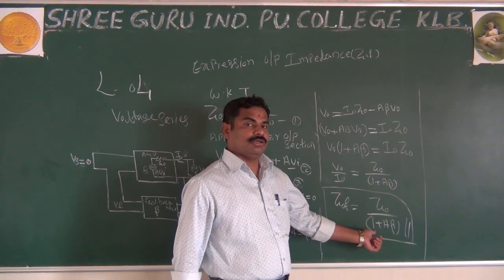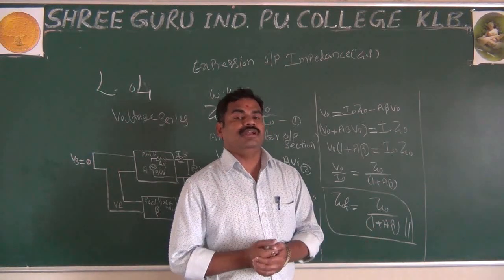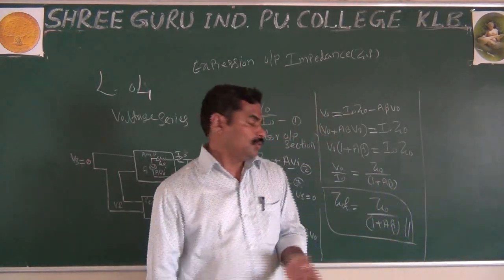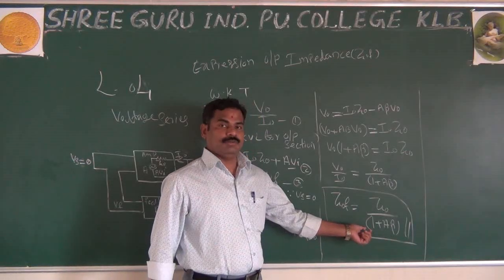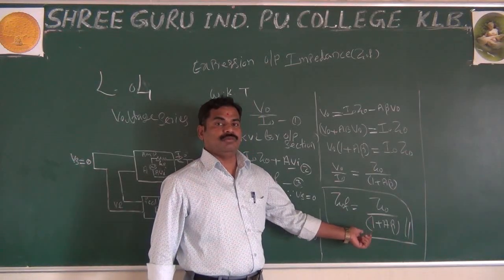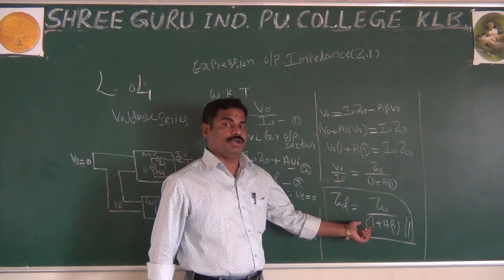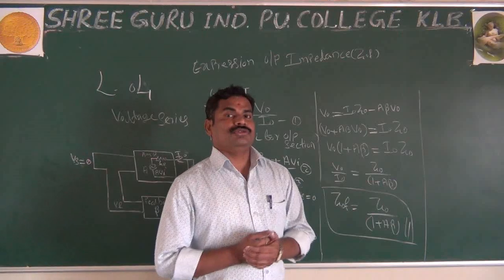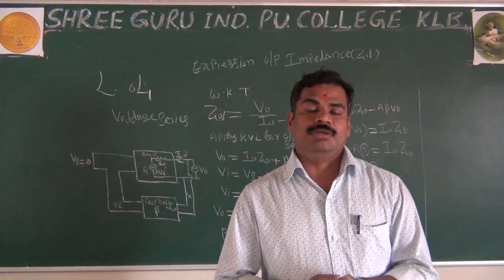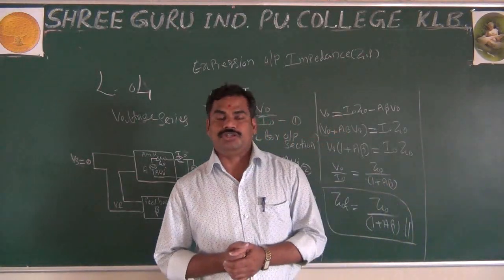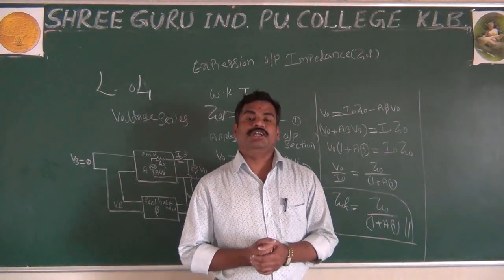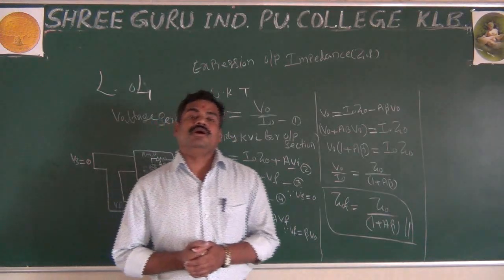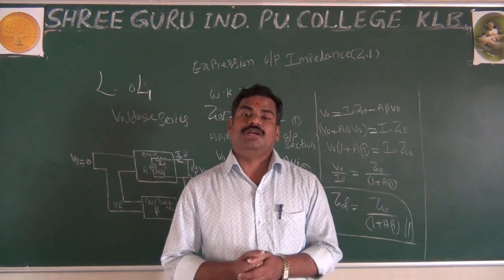It means that if you are using negative feedback in amplifiers, we can reduce the output impedance by 1 plus A beta times. This is a simple proof of how the output impedance actually reduces.